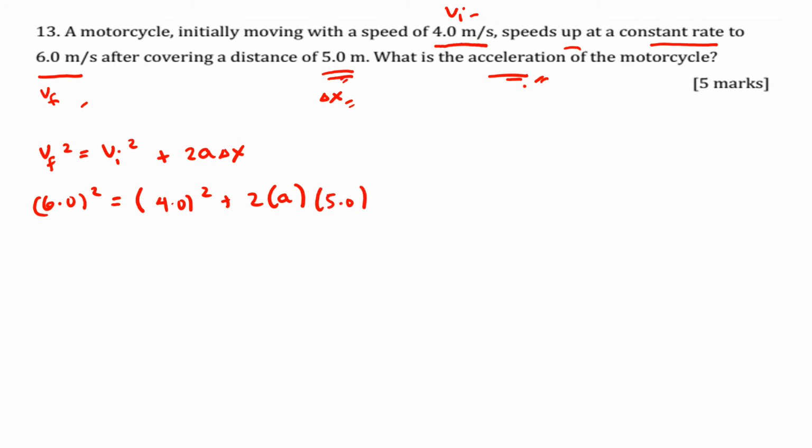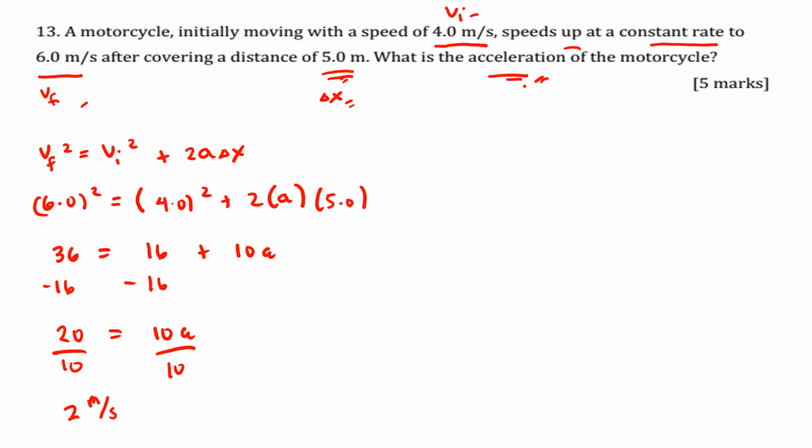So let's simplify this. 36 is equal to 16 plus 2a times 5, so that's 10a. So we will subtract 16 from both sides. So 36 minus 16, that's 20, is equal to 10a. Divide both sides by 10. So our acceleration is equal to 2 meters per second squared.